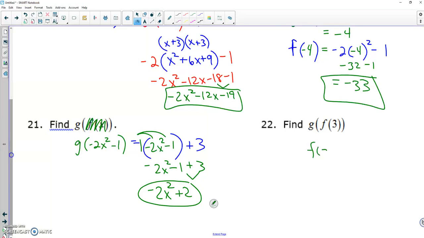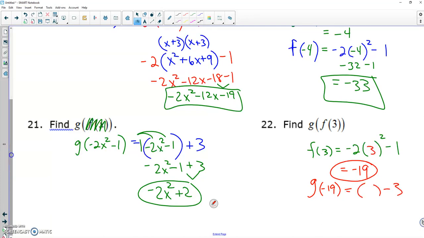So f of 3 is going to equal -2 squared minus 1, so we plug in the 3. That ends up being 9 times -2, which is -18, and -18 minus 1 is -19. This is our result for the first part. Now we go into the g problem and plug in -19, which I believe was just x minus 3. So something minus 3, plug in our -19, and we end up with -22. This is our ultimate answer.